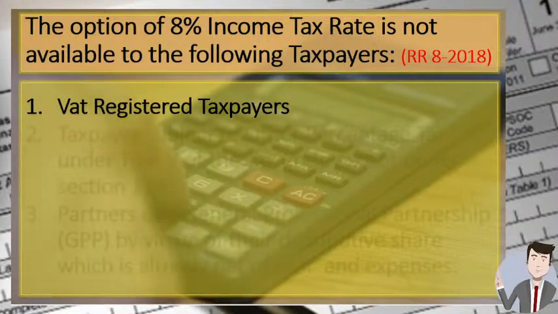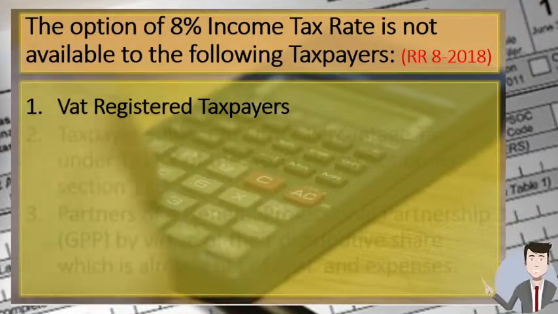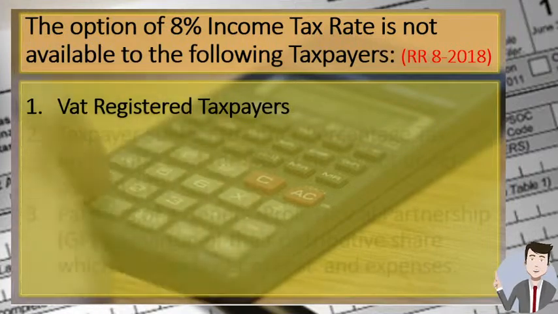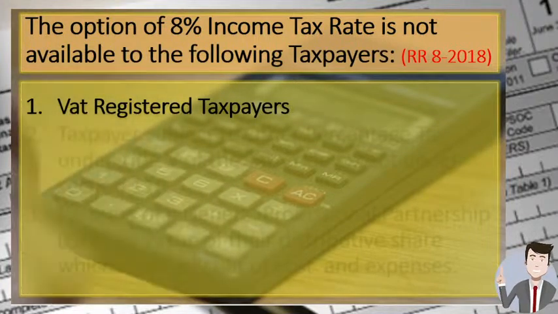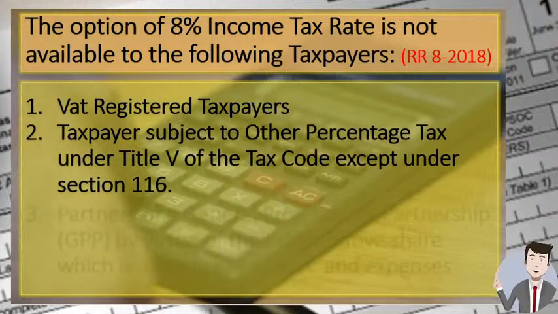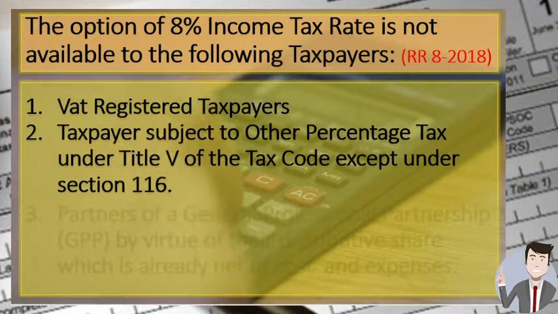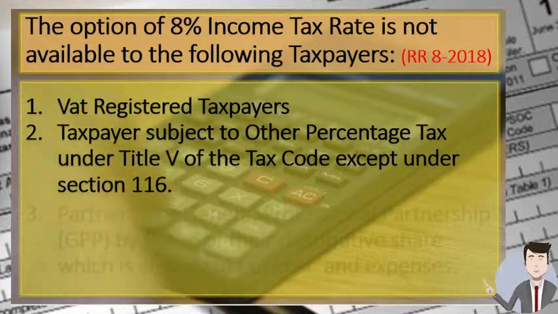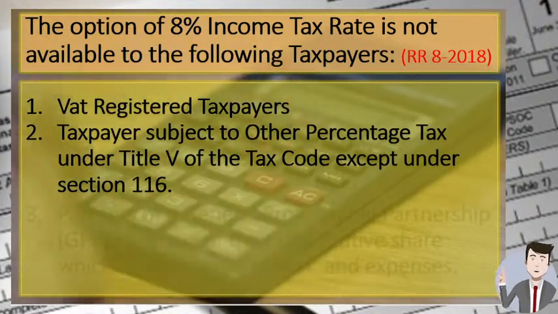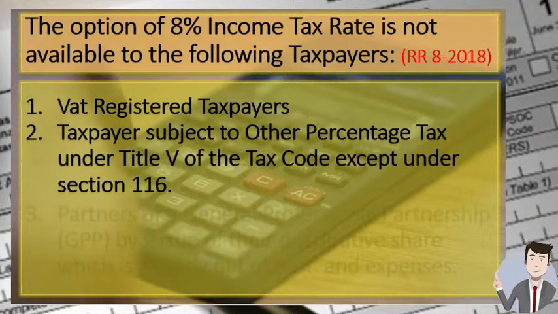They are not allowed to select the 8% income tax rate because it would be unfavorable for the government. Second, taxpayers, as mentioned earlier, who are subject to other percentage tax under Title 5 of the Tax Code, except under Section 116. You can browse that on the internet.